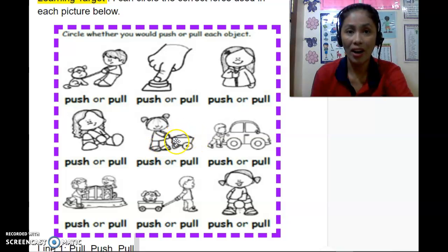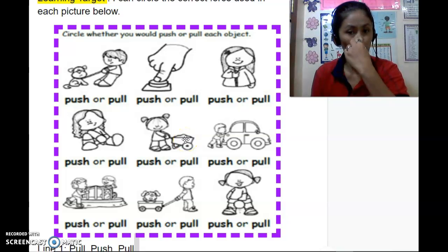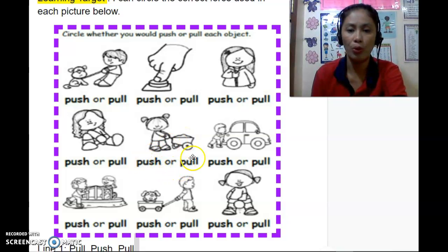How about this girl? She has a cart. See, she has a cart. And what is she going to do with the cart? Push or pull? She is going to pull the cart. Pull. Very good. How about this boy in the toy car, maybe a real car? Push or pull? Very good. Push. Excellent. Push.